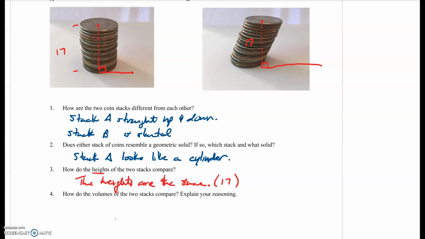So let's talk about the volumes now. How do the volumes compare? Well, if the heights are the same and they're both 17 coins high, then the volumes are the same because they each include 17 quarters or 17 coins.